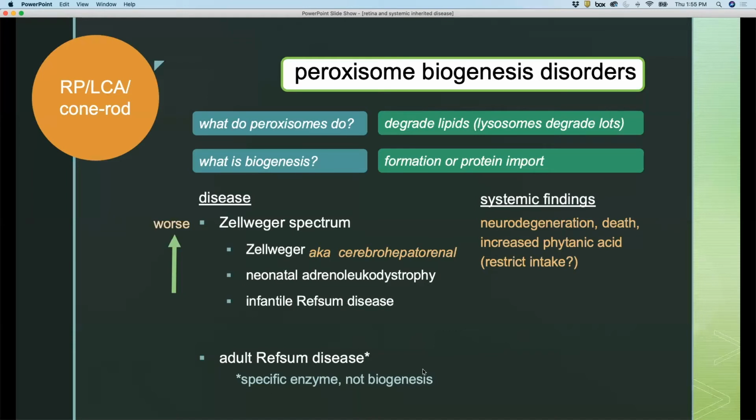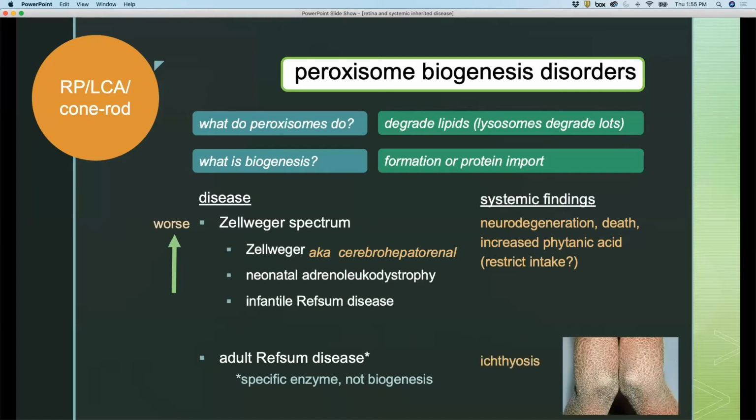And then there's adult Refsum disease, which is actually separate from infantile Refsum disease. It's not as bad because instead of affecting the whole peroxisome, it's only affecting one of the enzymes in there. And in that one, there's a special systemic finding that's associated. That's ichthyosis, or scaliness of the skin. So yeah, those are two separate diseases. Infantile is part of Zellweger and adult is separate, and their systemic findings are different.